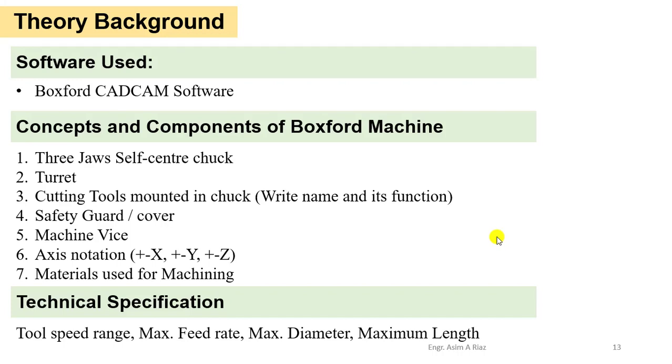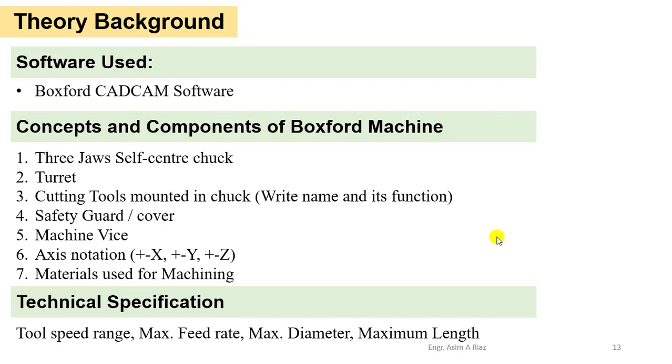The software that is compatible with the Boxford CAD/CAM machine is called the Boxford CAD/CAM application. Concepts and components of the Boxford machine. So here in this machine you will see a 3 jaws self-center chuck, which is used to hold the workpiece in case of lathe, while in case of milling machine it is used to hold the cutting tool. Turret index or turret, which includes 8 tools, 4 of them internal and 4 of them external, so it can accommodate 8 tools which can be used as per the required operation.